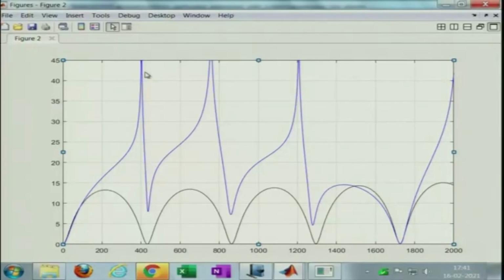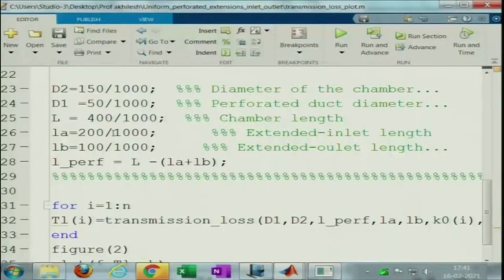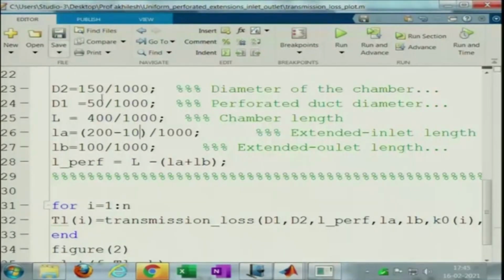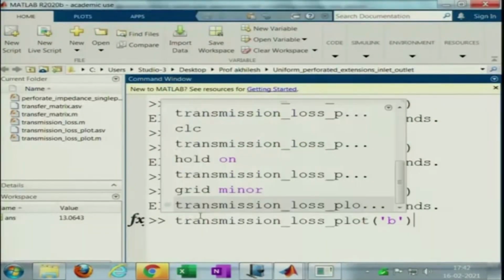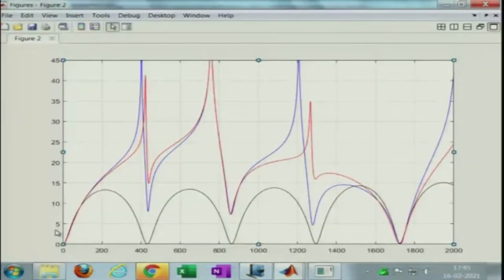So, if we were to reduce the geometric length in such a manner that your net acoustic length cancels the trough, then we can uplift the thing. Let us reduce it by a small amount, let us say 10. Let us do it with a red colored plot, and we will get this kind of a thing.